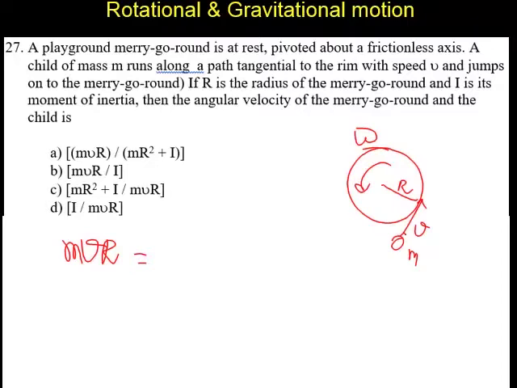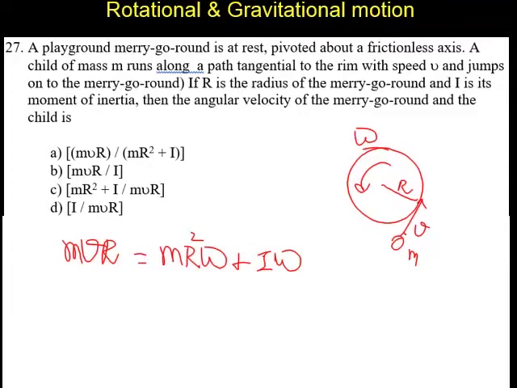In that case, m r square omega is the angular momentum of the kid when it is rotating, plus the moment of inertia of the merry-go-round is I, its angular velocity omega, then I omega is the angular momentum of the rotating merry-go-round. So the initial momentum of the kid should be equal to the final angular momentum of the kid and the merry-go-round.